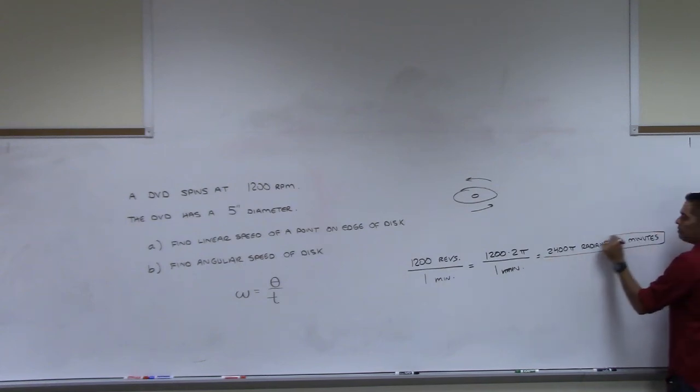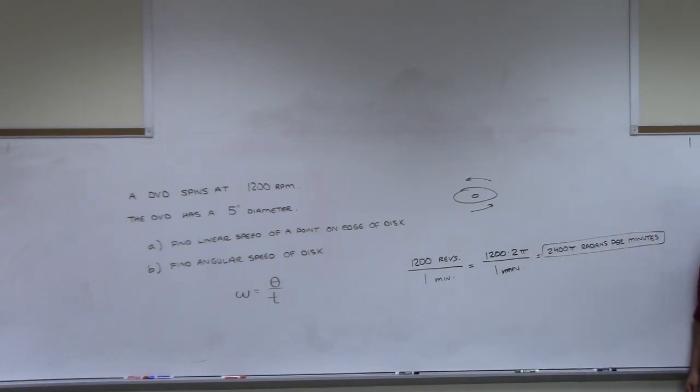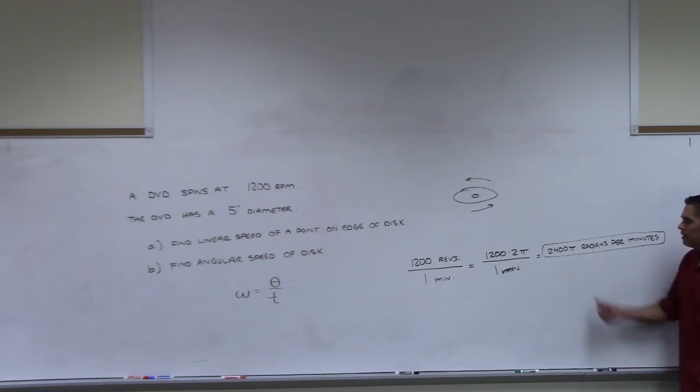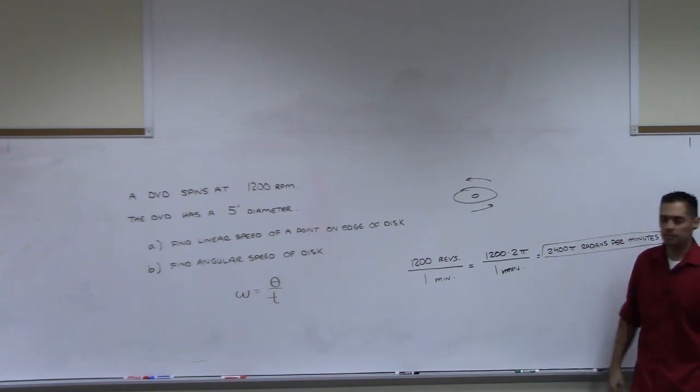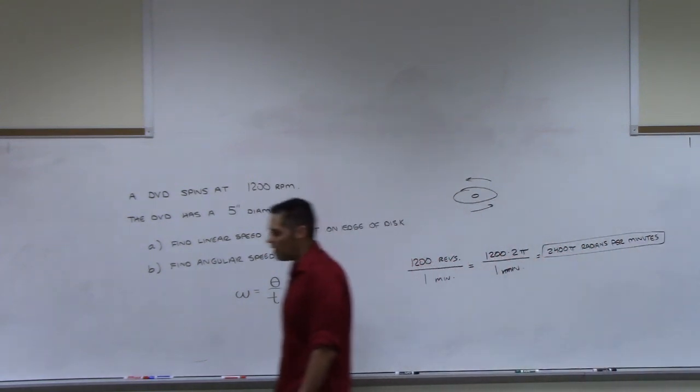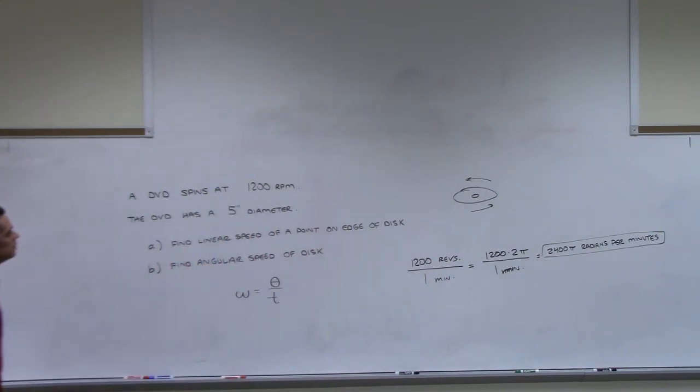And that's all I want. I don't even need you to multiply by the decimal and get me an answer. 2,400 pi radians per minute is your angular speed. All right, part A, find the linear speed.